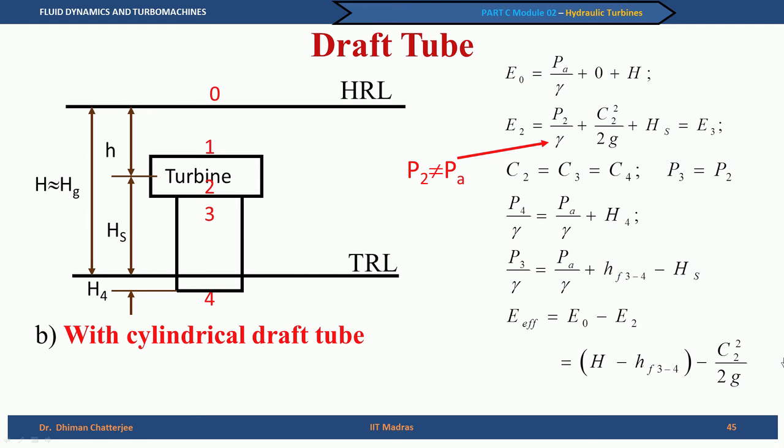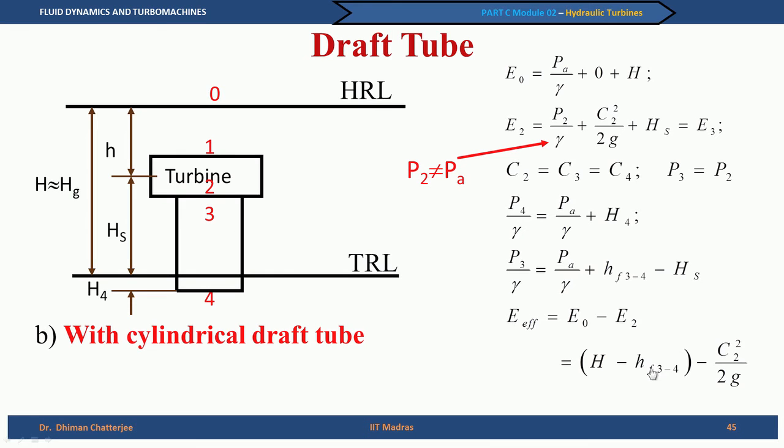So, what has happened? Even a simple introduction of a cylindrical draft tube has changed this bracketed term from H minus Hs to H minus Hf34. Now, think about it. You have a pipe of some diameter and let us say it is 5 meters in length. You have some flow rate of water going through it, V dot. Now, if we have the frictional head drop, it cannot be as much as 5 meters of the length of the pipe. So, what it simply says is that H minus Hs has now been replaced by H minus Hf34, and Hf34 is a smaller quantity.